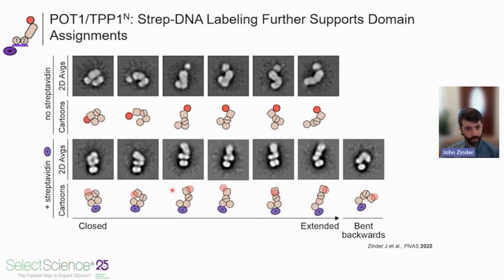And you'll notice here that we no longer have the ability to resolve the TPP1 OB fold. We presume this is because the Strep-DNA and OB folds of POT1 are sort of dominating the alignment and blurring out POT1's or TPP1's OB fold.